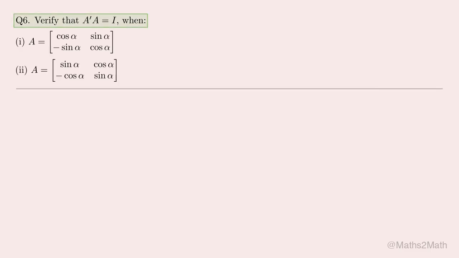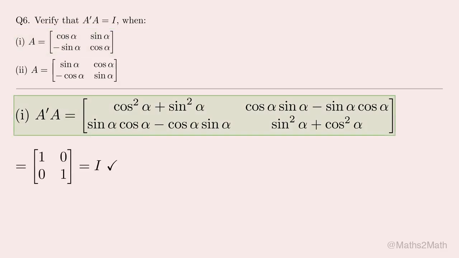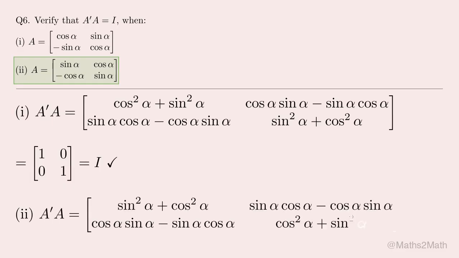Question 6. 2 rotation-style matrices whose transpose undoes them, so A transpose times A should give the identity. Multiplying each by its own transpose should collapse to the identity. Case 1, write the product with every entry as its 2-term sum. Diagonals are won by the Pythagorean identity. Off-diagonals cancel, the identity matrix. Case 2 runs identically with sine and cosine swapping roles. The same cancellations, the same identity.